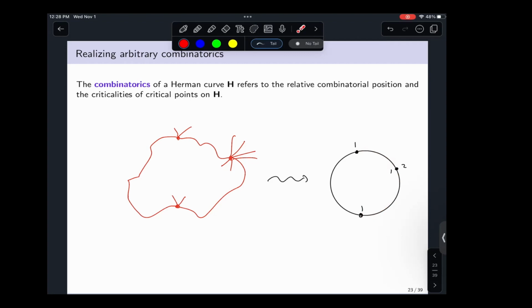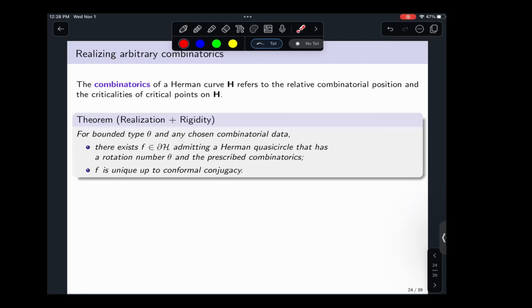And so if I have a different Herman curve, but the combinatorial data is the same under linearization, then I call this combinatorial equivalence. And so this theorem will tell me that I can actually realize arbitrary combinatorics. In particular, I will answer the question by Herman earlier. If I choose any bounded type rotation number and any combinatorial data, I can say for sure that there exists some rational map.